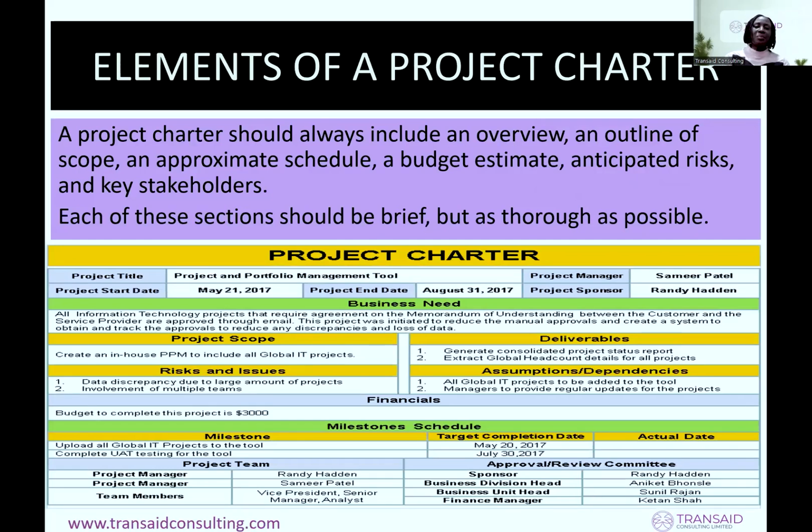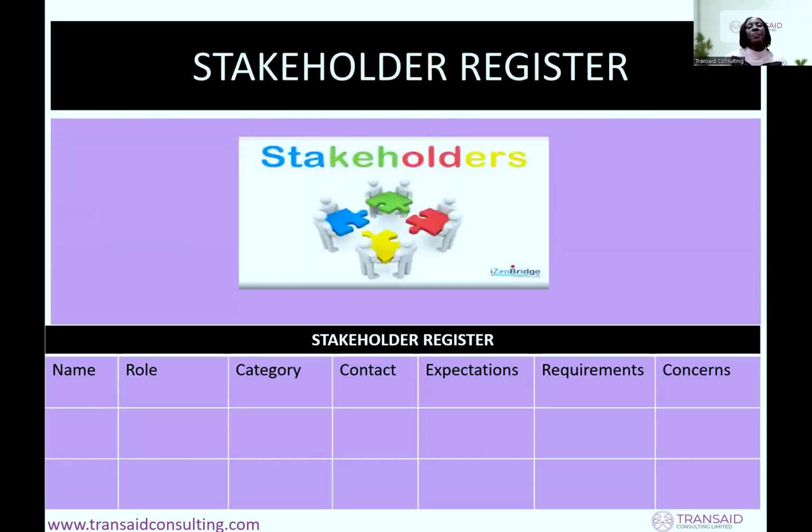So this is a sample element of a project charter. A project charter should always include an overview, an outline of the scope, an appropriate schedule, a budget estimate, anticipated risks and key stakeholders. Each of these sections should be brief, but as thorough as possible. So there's a sample there that you can take your time to go through, and then you have a better understanding. If you don't get this right, you will get in trouble with your project execution.